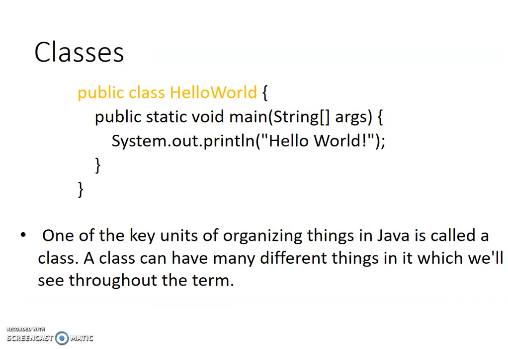So in Java, one of the key units of organization is a class. A class can have lots of things in it, and we'll see that throughout the term. But in this case, our class has one main method, and that's all. But classes generally have more than that. But at the beginning, we'll have one.